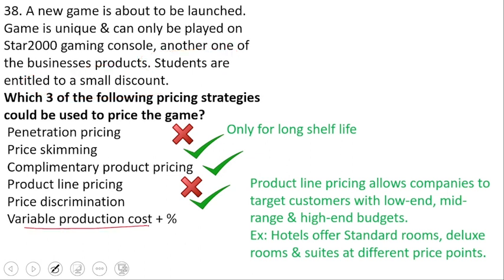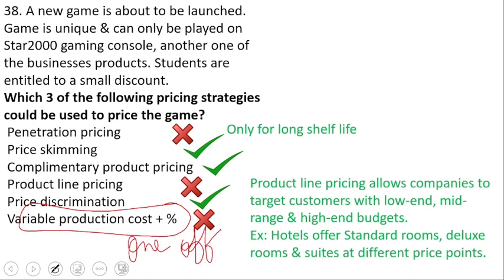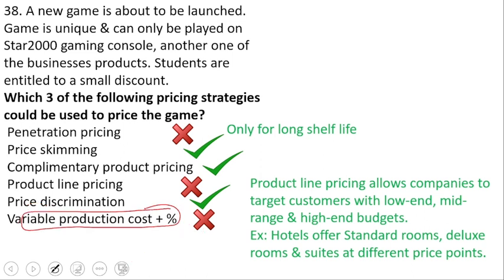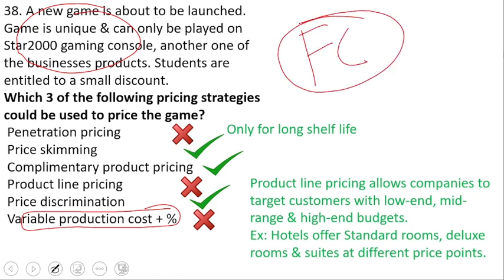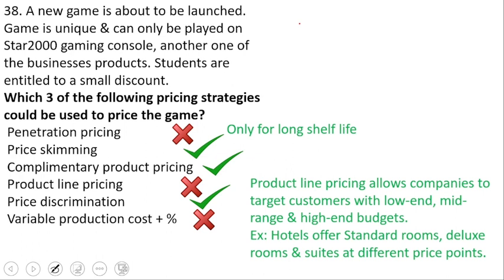The last case, variable production cost plus a certain percentage. No, this cannot be adopted simply because we have to consider fixed cost as well. Now, variable production cost plus a percentage can be adopted only for one-off decisions. We can't continue it in the long run. So, for major products, ignoring fixed cost is just not the right option. So, finally, the three pricing strategies that could be used are price skimming, complementary product pricing, and price discrimination.